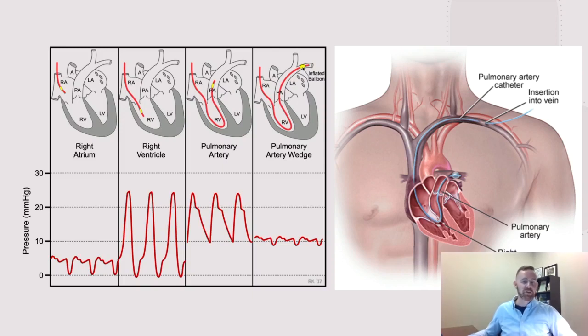And then for the most part, most of the time when you're monitoring this, you're going to get your pulmonary artery reading on the transducer. So it's going to look like this third section of this diagram most of the time.